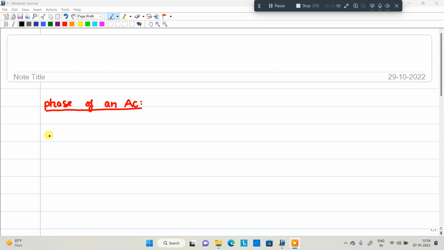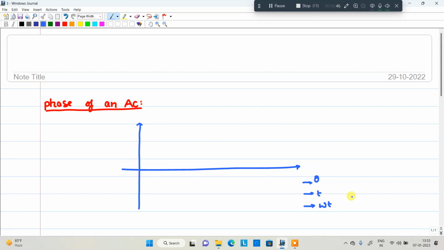Okay, so the phase is nothing but a reference, or for example, you are starting from zero, that is called as a phase for that particular waveform. So let me take the waveform here. It will be theta or time or omega t. Maybe you can take any reference, no issue. So for example, this is a current waveform.